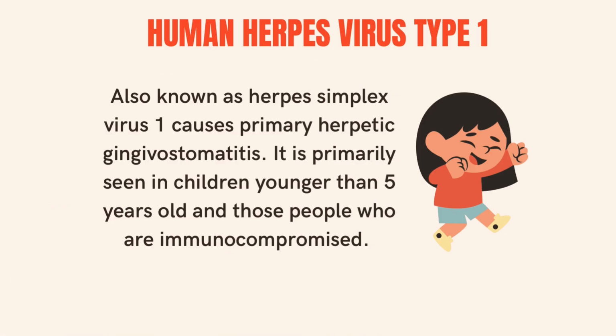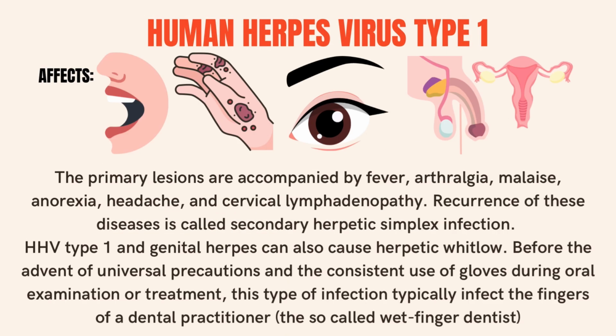Human herpes virus type 1, also known as herpes simplex virus 1, causes primary herpetic gingivostomatitis. It is primarily seen in children younger than 5 years old and those people who are immunocompromised. It infects the mouth, skin, and genitals. The primary lesions are accompanied by fever, arthralgia, malaise, anorexia, headache, and cervical lymphadenopathy.